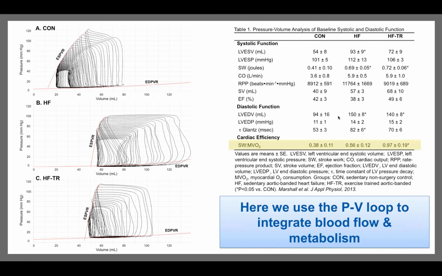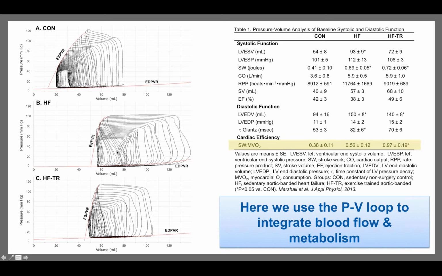Okay, so now on to some data that we've generated from these loops. On the right you can see some published loops that we did in control animals, our heart failure untreated aortic-banded animals, and then our aortic-banded animals that got heart failure and were exercise trained. Some of the data we like to generate is using the PV loop to integrate blood flow and metabolism. In this particular case, we're looking at cardiac efficiency. So that ratio is stroke work to myocardial oxygen consumption.